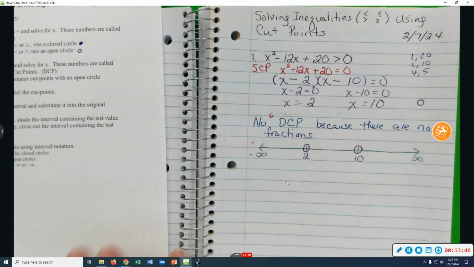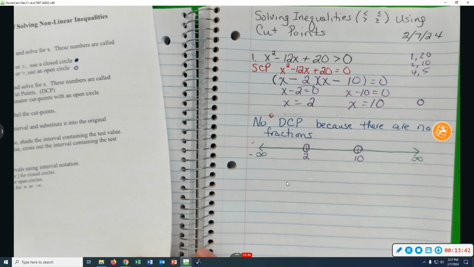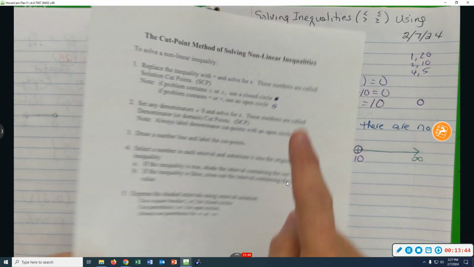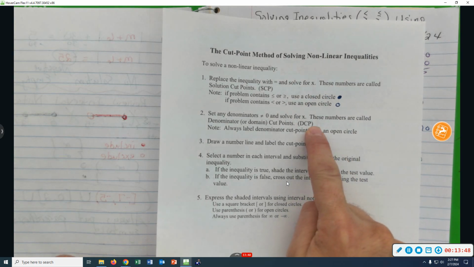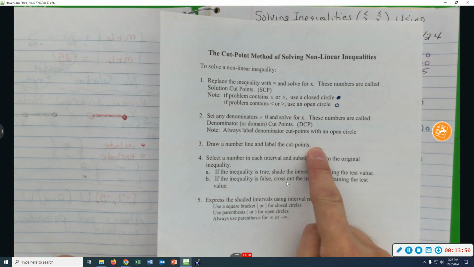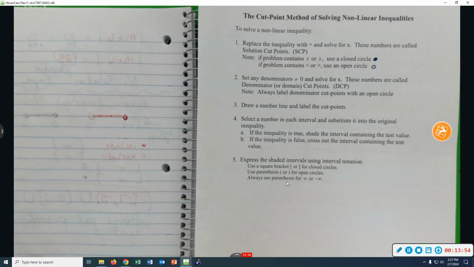So how far have we gotten on our sequence of steps? Found the solution cut points. There are no denominator cut points. We've drawn the number line and labeled the cut points. Now step 4 tells you how to decide whether you should shade the interval or not.